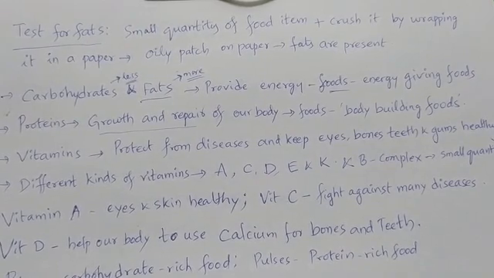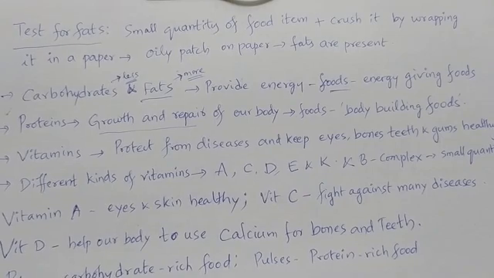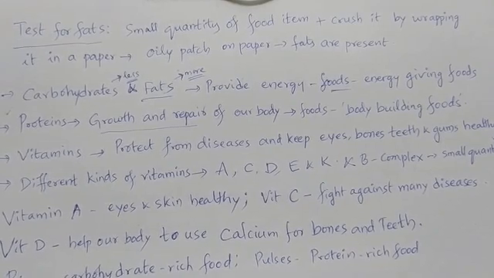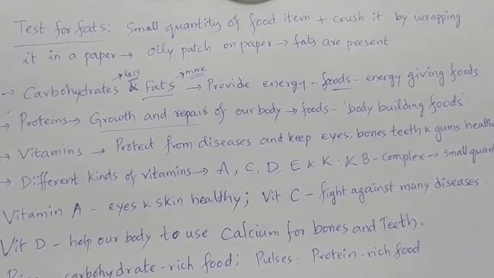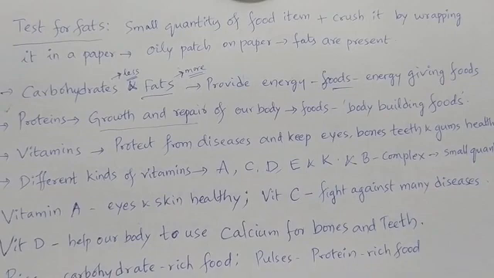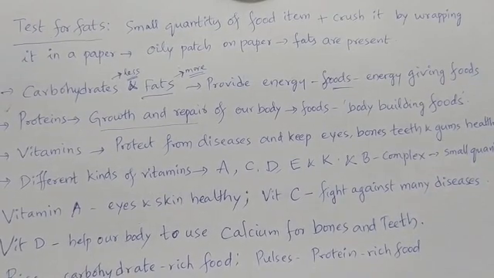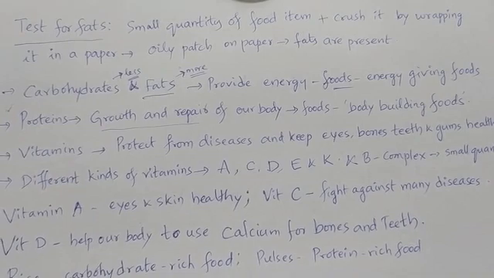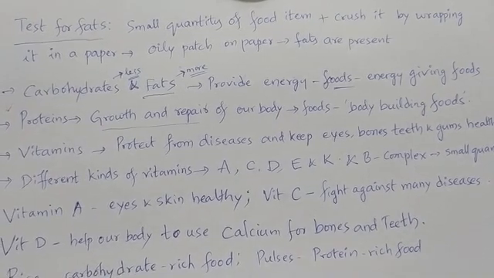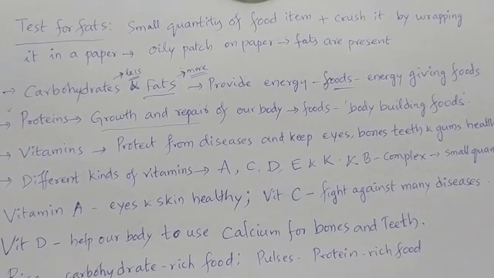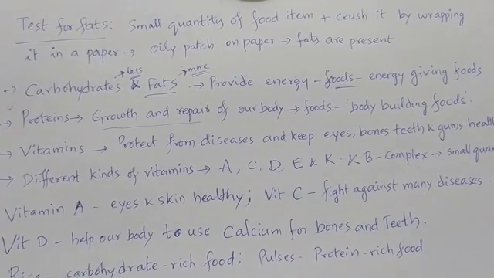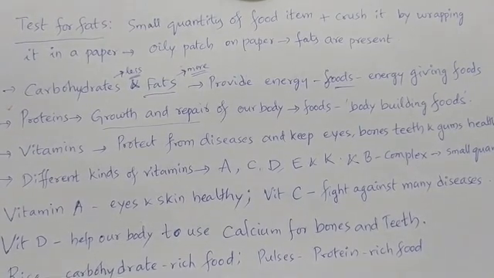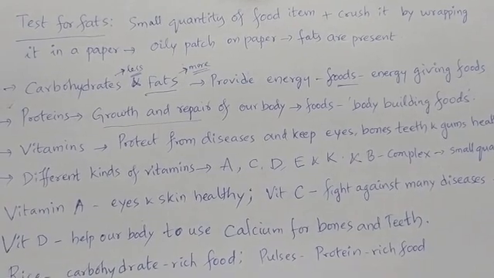When you are eating enough carbohydrates and fats also, fats will get stored because they are not utilized due to the presence of carbohydrates in enough quantity. Fats are not going to get utilized, so we need to reduce the amount of fat intake. Next, proteins. Proteins help in growth and repair of our body. So the foods that contain proteins are called body-building foods.